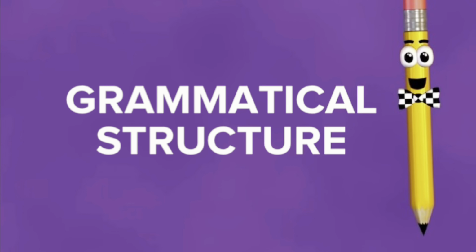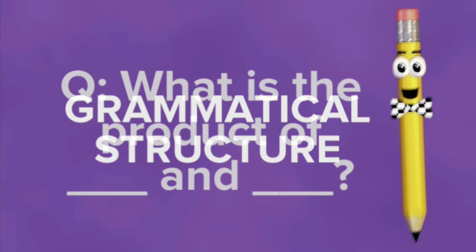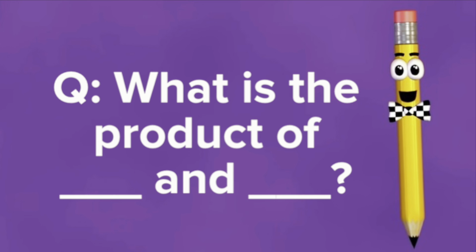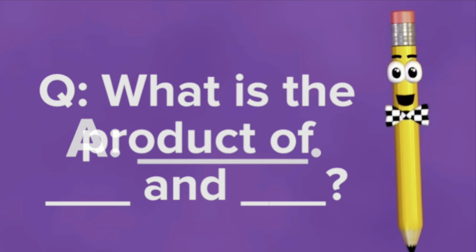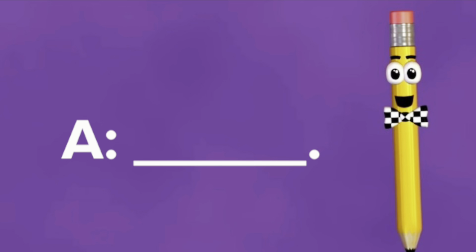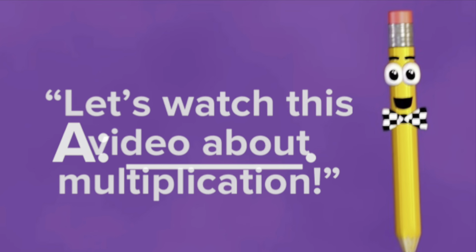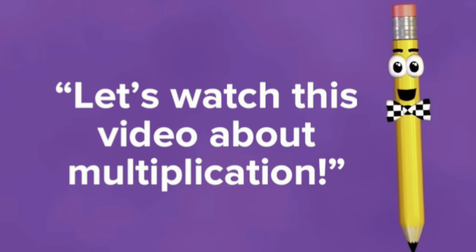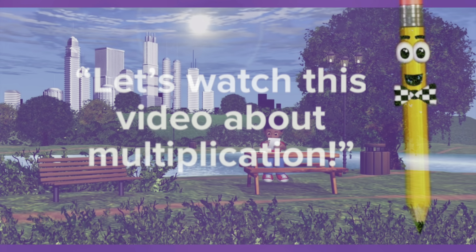And let's have our grammatical structure. The question is, what is the product of blank and blank? And the answer is, you have to say the product. Let's watch this video about multiplication.